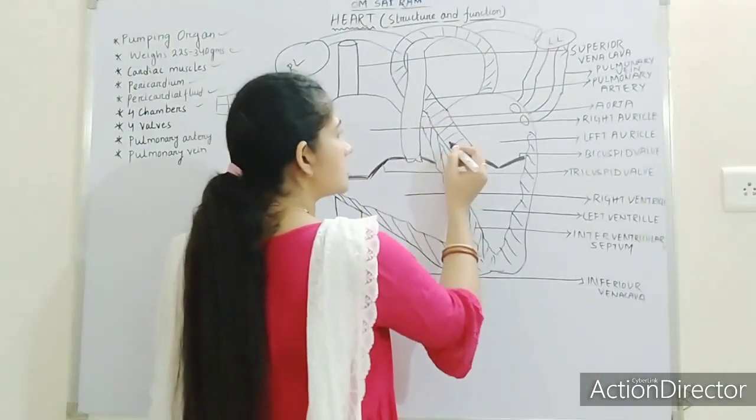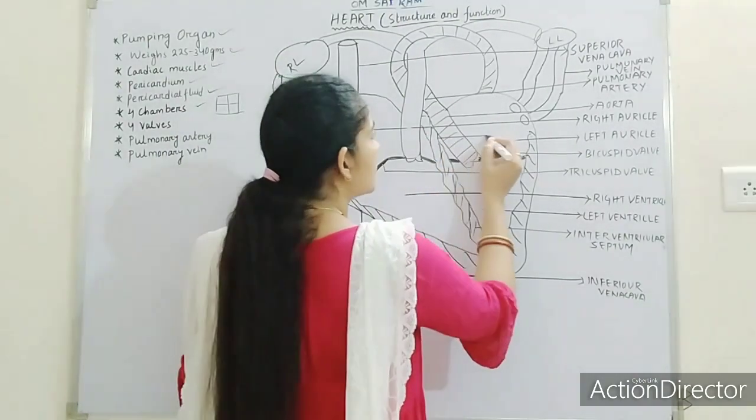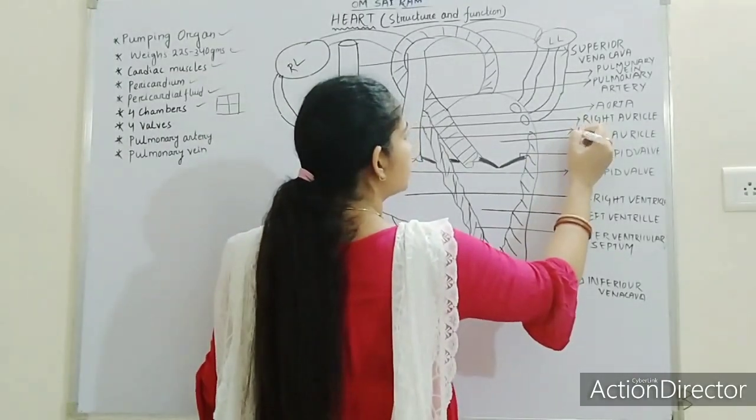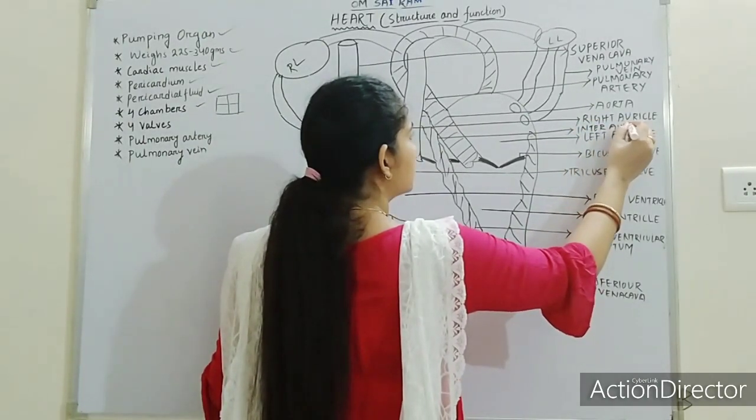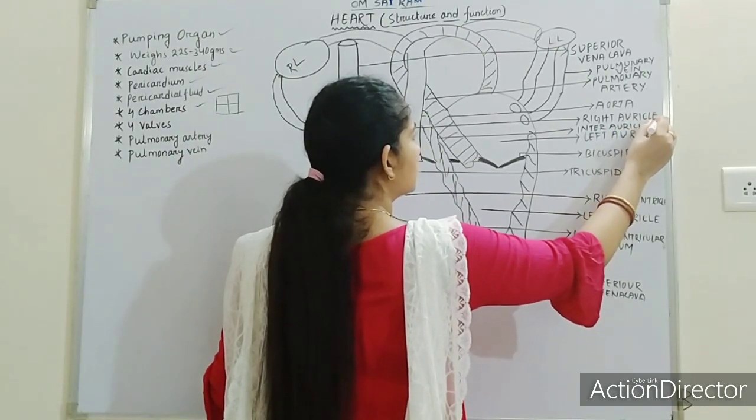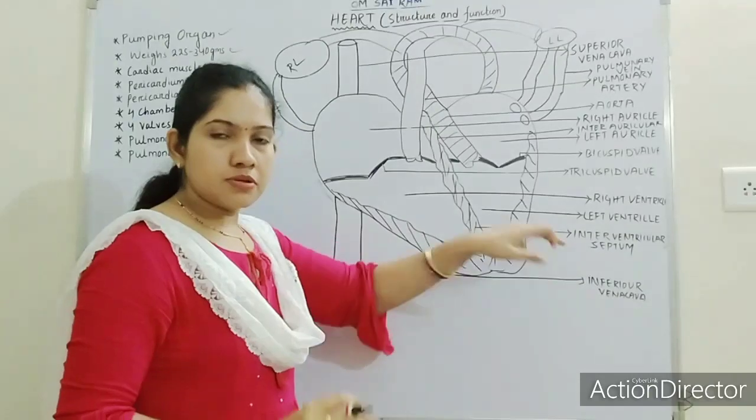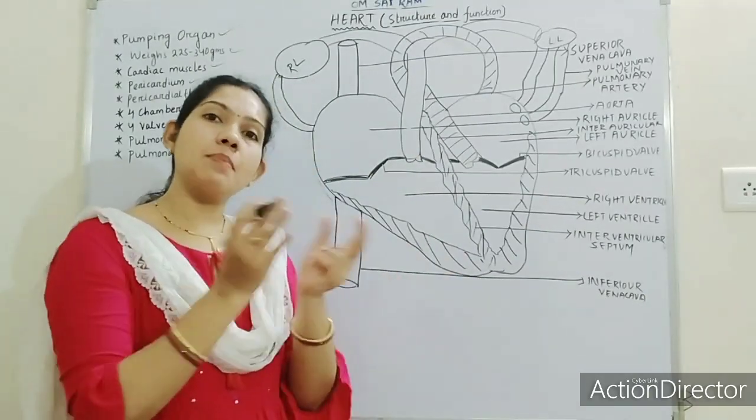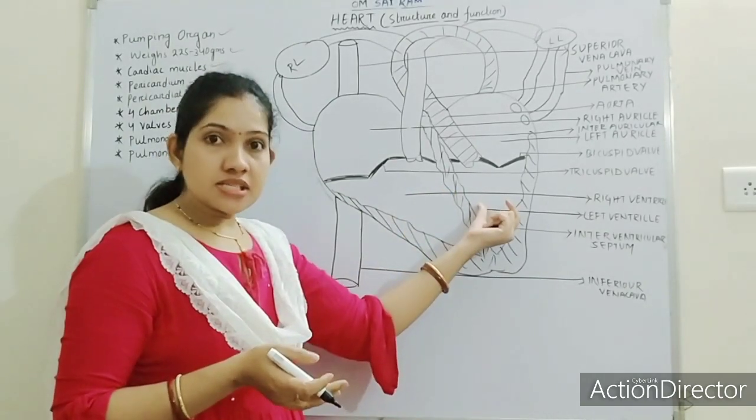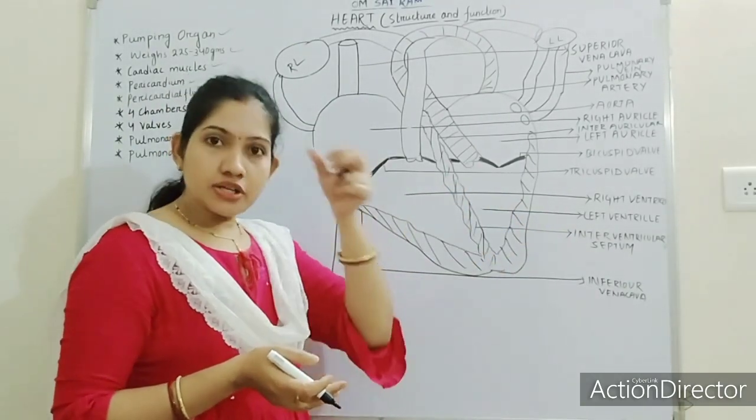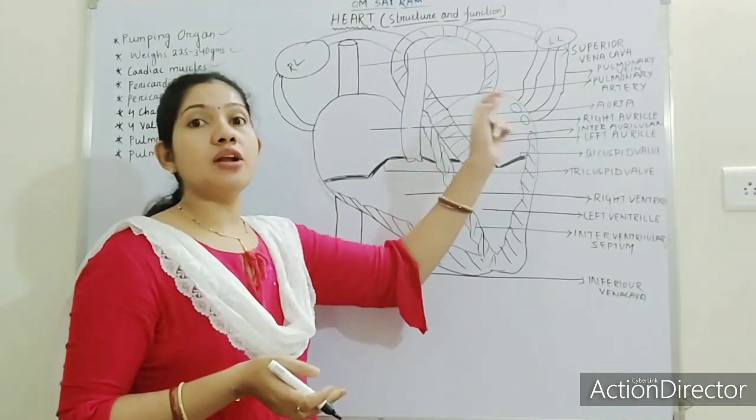Okay, and this is the interauricular septum. Okay, this is the interventricular septum. Just remember, septum means separation. The separation of the ventricles is known as the interventricular septum, and the separation of the auricles is known as the interauricular septum.